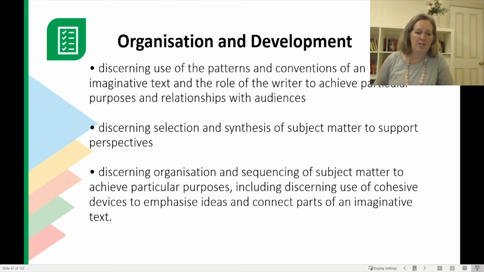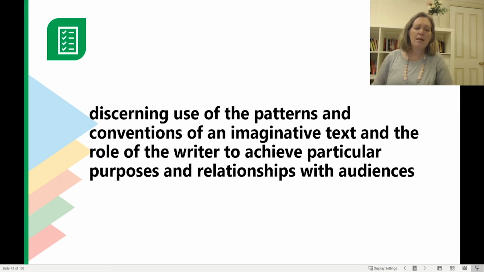So what are we actually looking for? Well, to start off with, the discerning use of the patterns and conventions of an imaginative text and the role of the writer to achieve particular purposes and relationships with the audience. So there's two elements to this criterion. The first is to use the patterns and conventions of an imaginative text. What that means is we have to have an orientation, a complication, and a resolution, in the same way that any piece of narrative writing has to have.